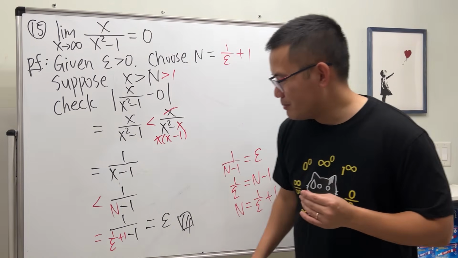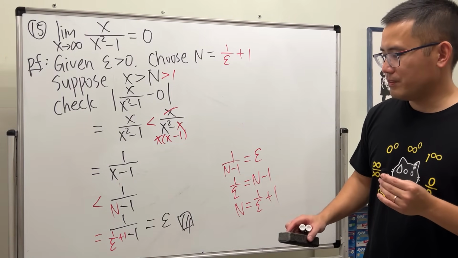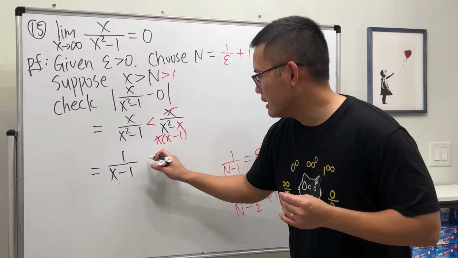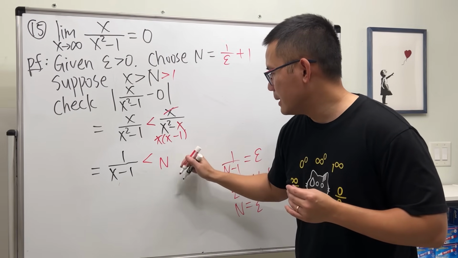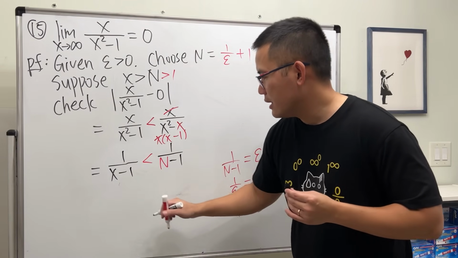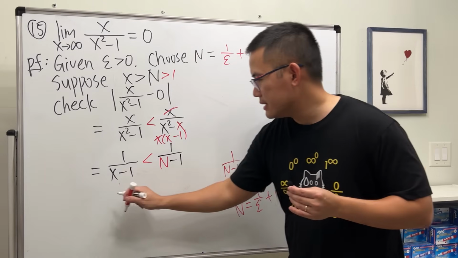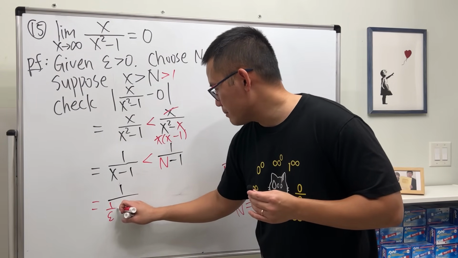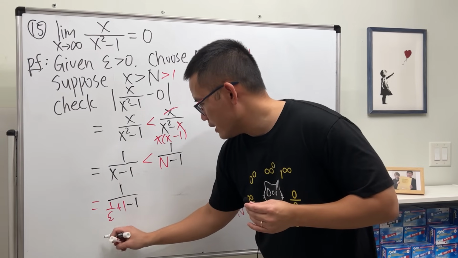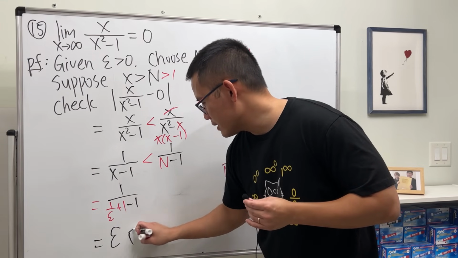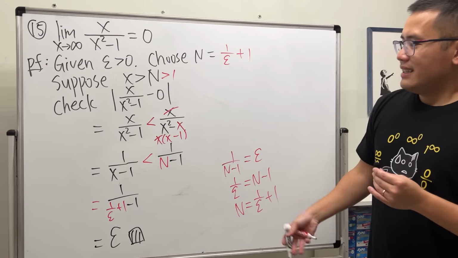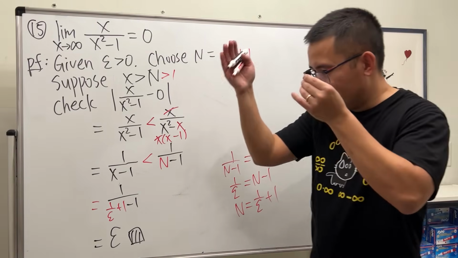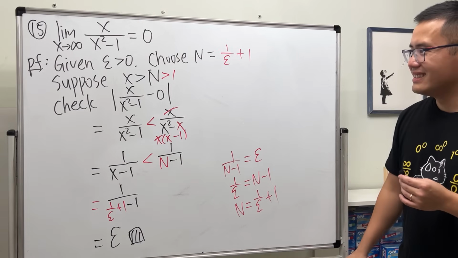Perhaps I want to just be a little bit picky. I want to write down slightly better organization for you guys. This is less than 1 over n minus 1, like this. And with that, this is equal to 1 over 1 over epsilon plus 1 minus 1, which is just epsilon. Slightly prettier. My board is not big enough, otherwise I'll just write down everything in one line. Anyway, that's it.